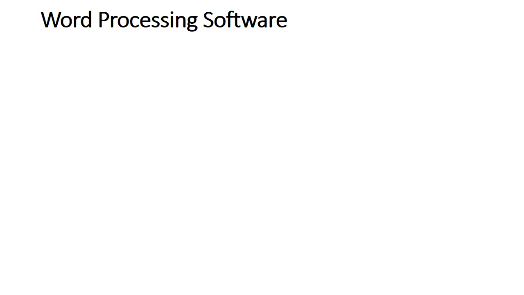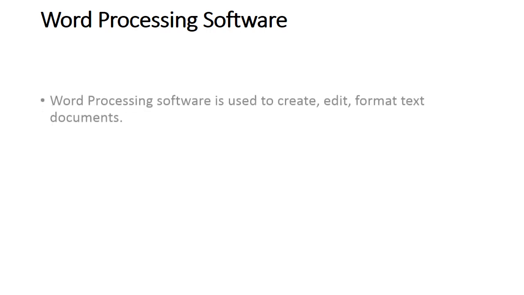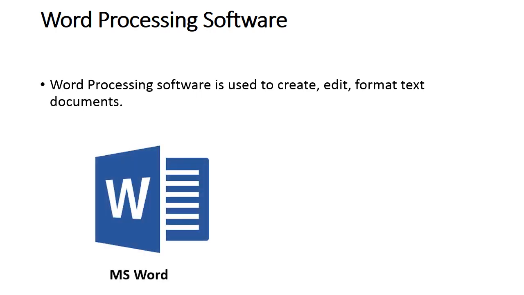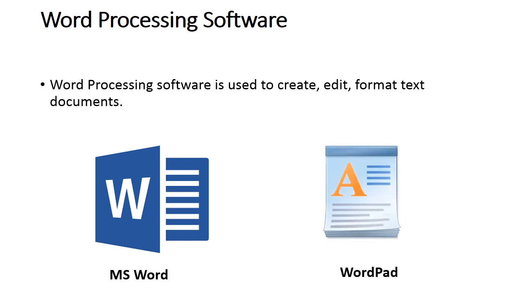software. Word processing software. These software are used to create, edit, and format text documents. You can use such software to type anything you want, like letters, stories, or poems. Some examples of word processing software are Microsoft Word and WordPad.